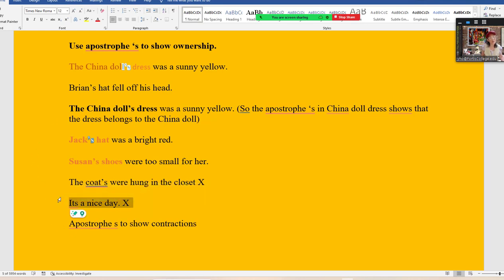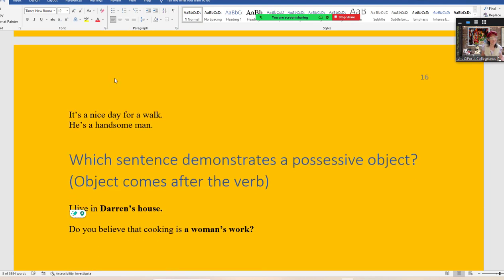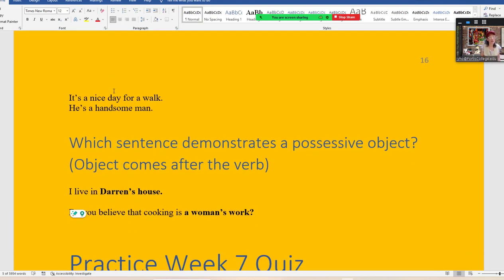So we use apostrophe S to show ownership, okay? And so it's a nice day for a walk. He's a handsome man. These are known as contractions. And we try to avoid using contractions in our academic essays because contractions are too conversational, okay? You don't want to write the way you talk.